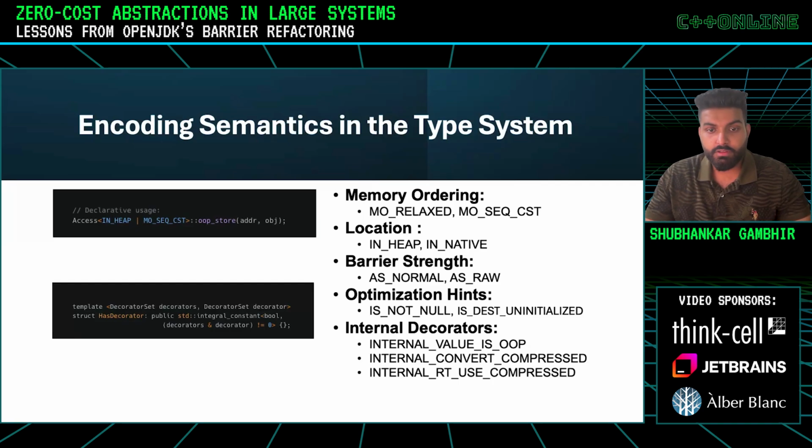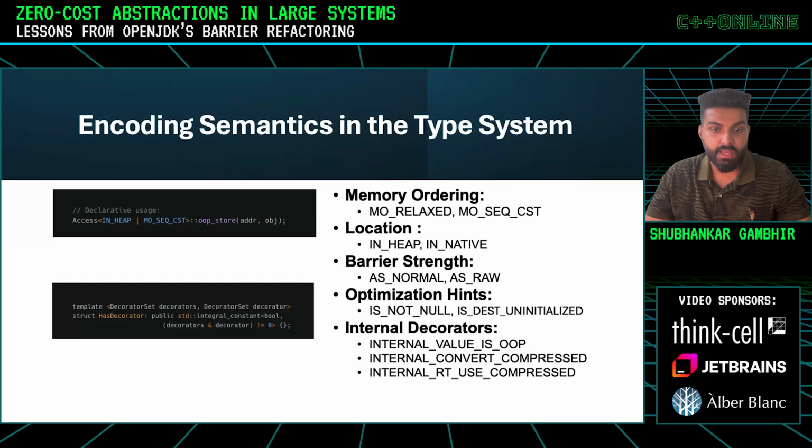Look at the code snippet on the bottom left. The pipeline evaluates these bits using standard integral constraints. This is the secret sauce, because these bitwise checks are resolved by the compiler. They turn into strict compile-time booleans. This pipeline uses this with standard enable if to perfectly route logic, trigger SFINAE, and aggressively prune dead branches from the final assembly.